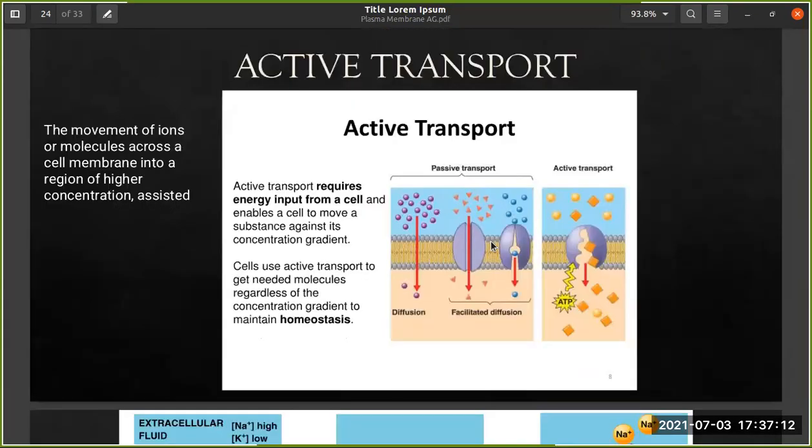In active transport, the movement of ions or molecules across a cell membrane into a region of higher concentration is assisted and energy is needed. This is active transport. It requires energy input from a cell and enables a cell to move a substance against its concentration gradient.